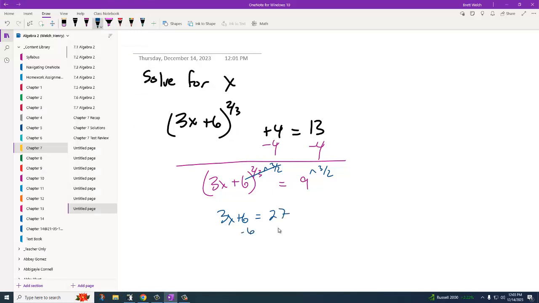I can now do basic algebra by subtracting 6. 3x equals 21. Divide both sides by 3, and x must equal 7.